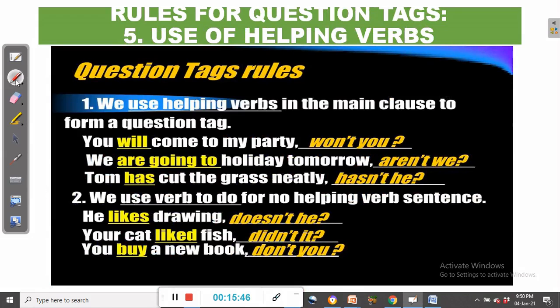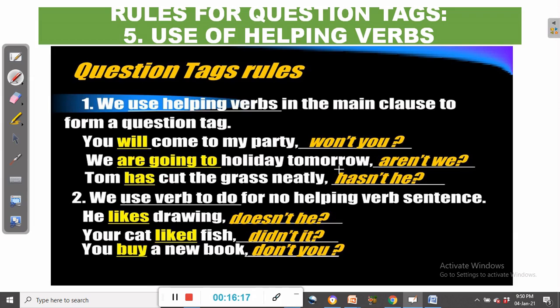Then here we are looking at question tags, rule number 5 concerning the use of helping verbs. We use helping verbs in the main clause to form a question tag. For example, you will come to my party, won't you? You see, so we can use a helping verb. Will is a helping verb. You will come to my party, won't you?